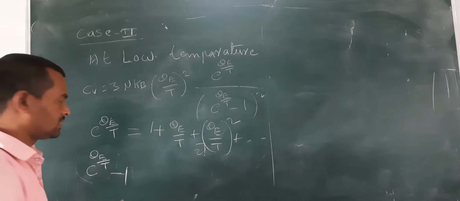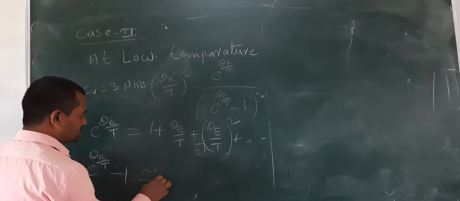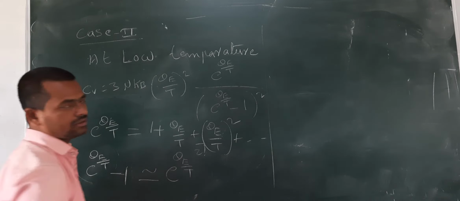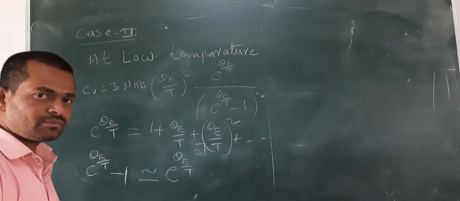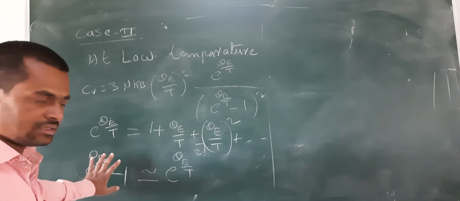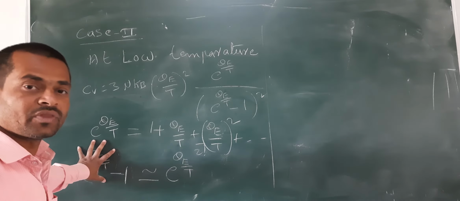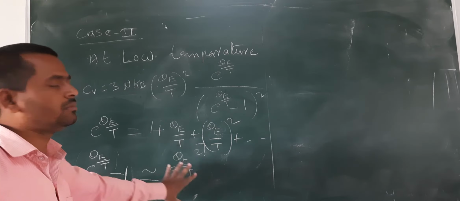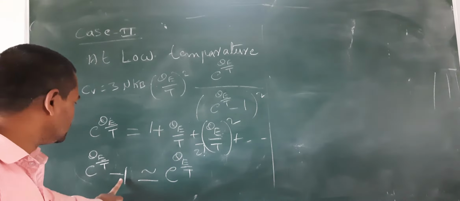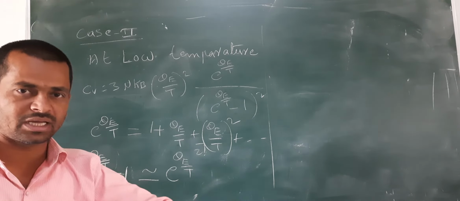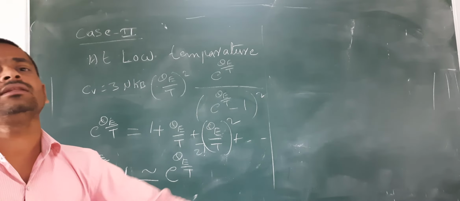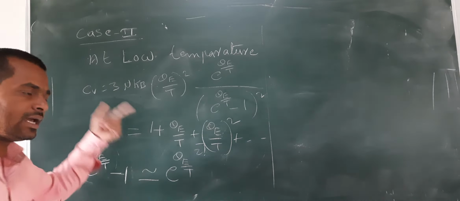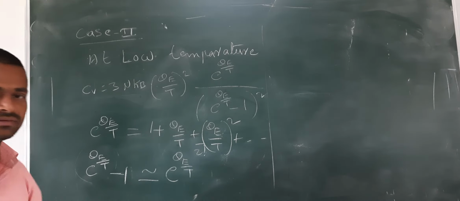No changes will occur. So that means simply we can write it is approximately e power theta e by t only. When you subtract one value from a very much high term, then what happens? This term will come again. That means this minus 1, even though you subtract minus 1, more changes will not occur. So that is the reason why I have written this as this one.